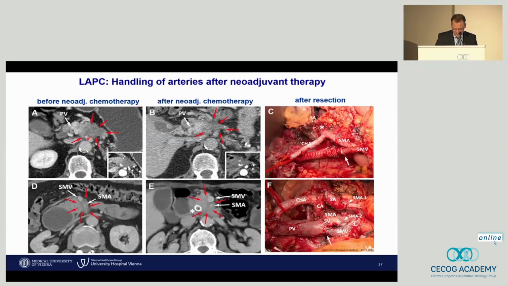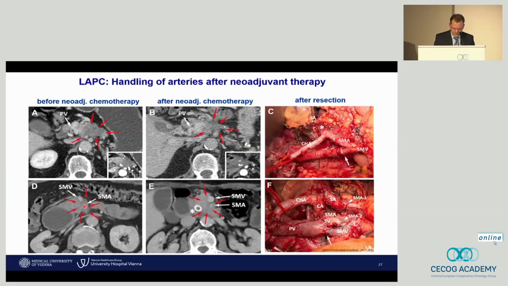So here in this upper case, you can see this big pancreatic tumor in the body. After neoadjuvant therapy, I would say a pronounced response, but it still would be considered unresectable. And this is after resection. So a venous resection is always necessary in these patients. And here the artery is completely freed. We call this a divestment. So this was possible in this patient.